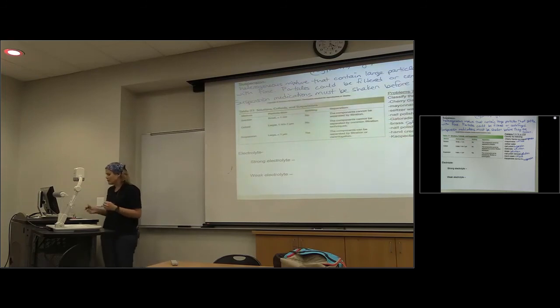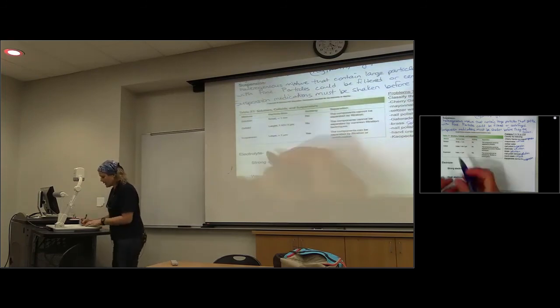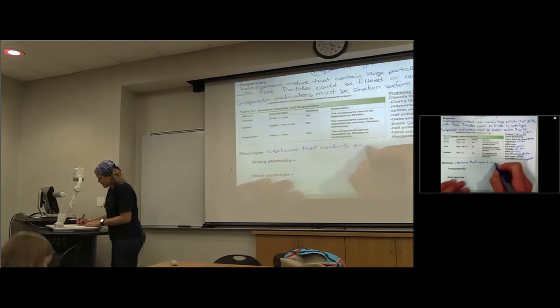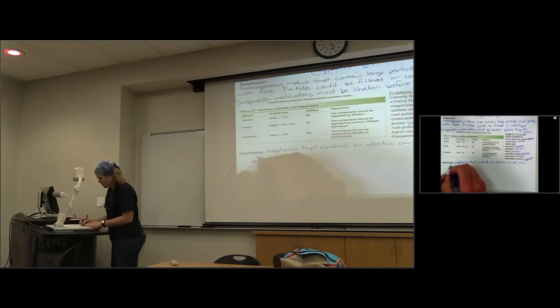All right, an electrolyte. What is an electrolyte? An electrolyte is a substance that conducts an electric current when it is dissolved in water.